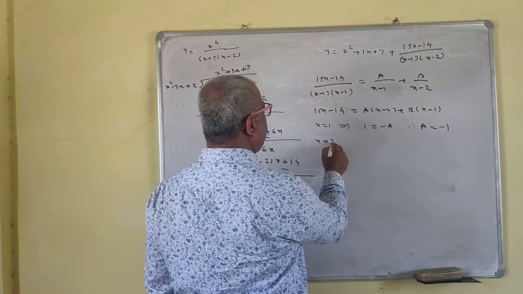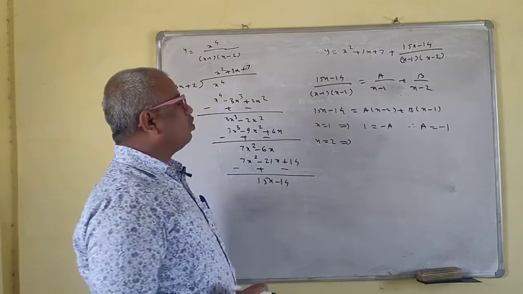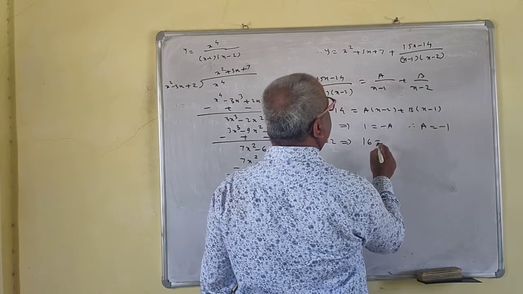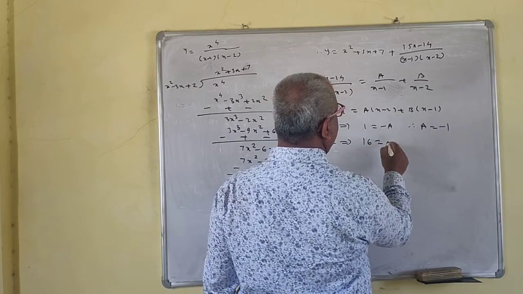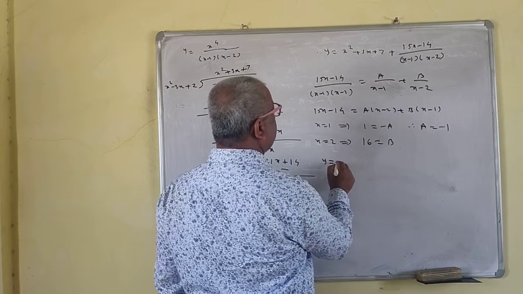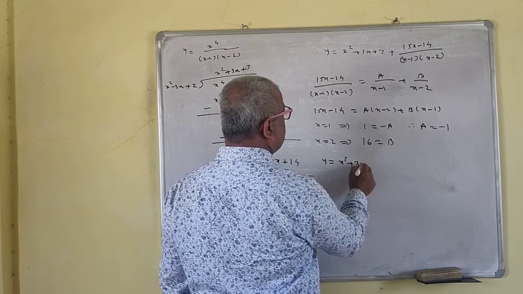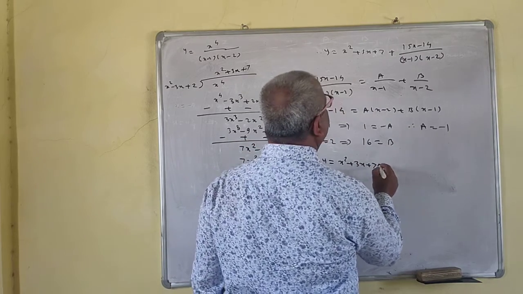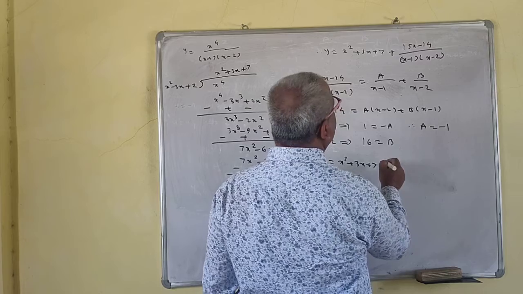So if you put x is equal to 2, this implies that 30 minus this is 16 now. 16 is equal to 2 into 0, b. Okay, b is equal to 16. So therefore y is equal to x square plus 3x plus 7 minus... I write first the value of b now. Okay, no problem for this.